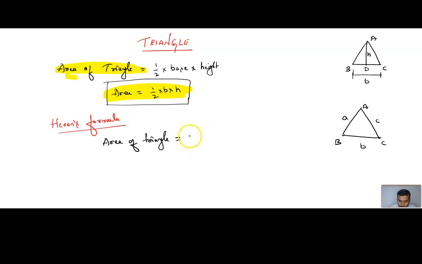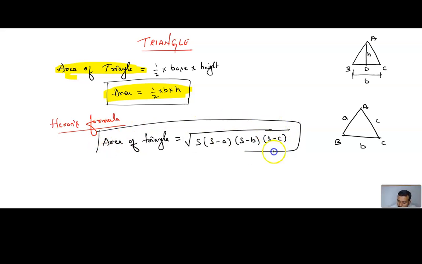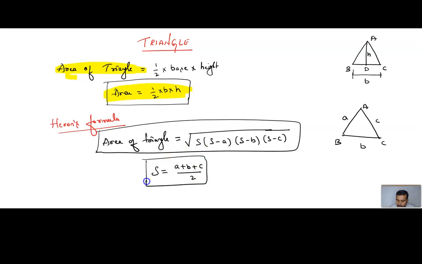When sides are given, we use Heron's formula, that is root of S into S minus A into S minus B into S minus C. This is the formula we use to find the area of a triangle when sides are given, where A, B, C are the three sides of the given triangle. Then what is S here? S you have to solve separately. The value of S is A plus B plus C by 2, that is half of A plus B plus C.